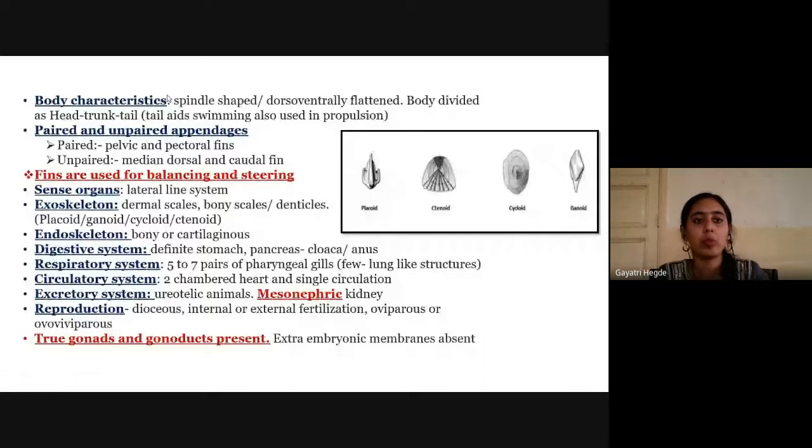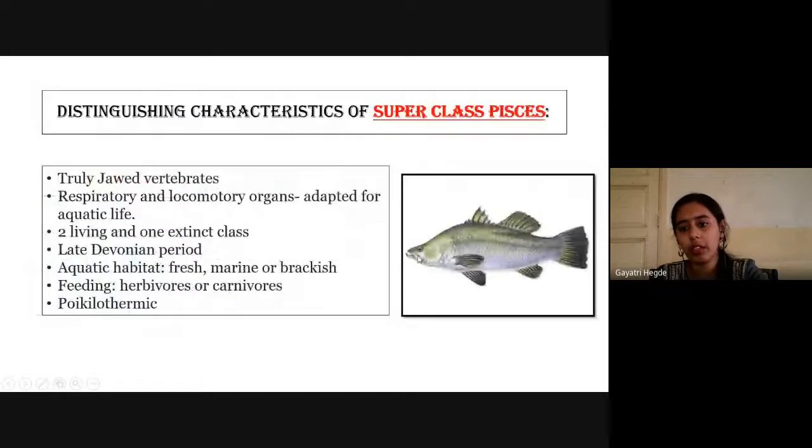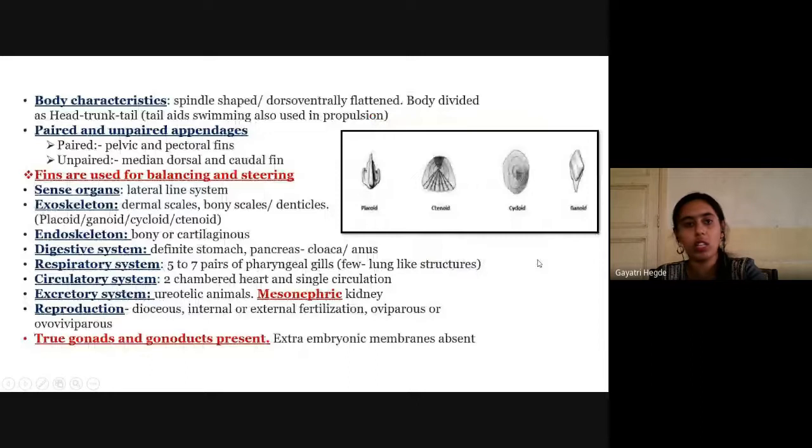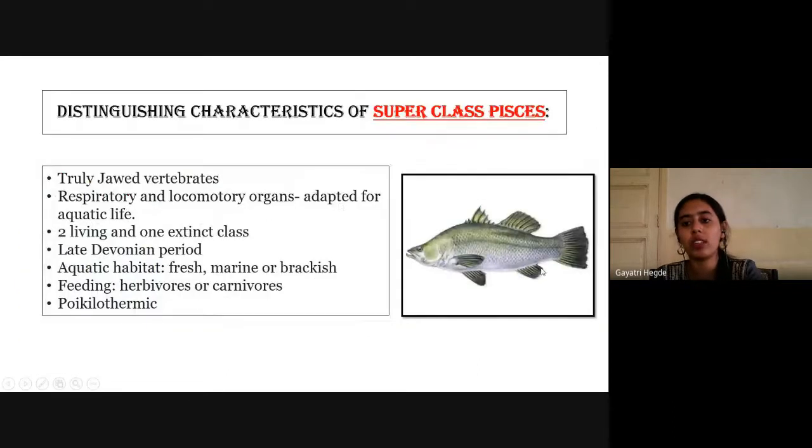ठीक है. So in body characteristics, the shape of the fish can be spindled. It can be dorsoventrally flattened. It could also be laterally flattened. ठीक है. Now the body is divided into head, trunk and tail. Head, trunk मतलब main body and tail. ठीक है. The main purpose of the tail is swimming, but it aids swimming and it is also used in propulsion. ओके. ये जो बाकी जो फिन्स रहता है ना, अलग अलग फिन्स के अलग अलग फंक्शंस रहते हैं.